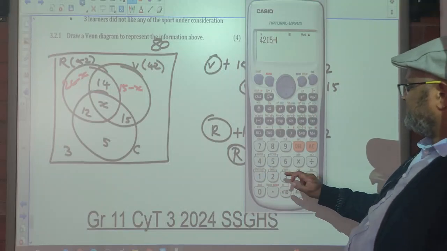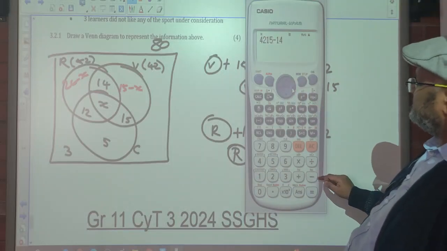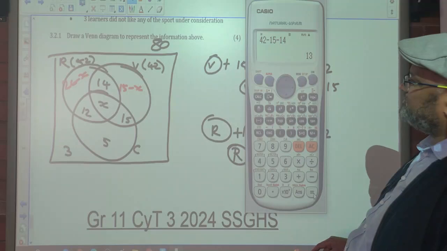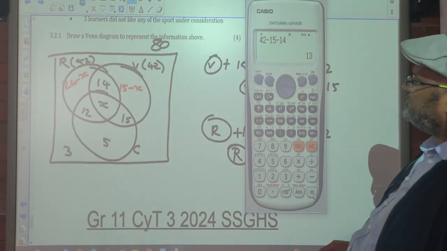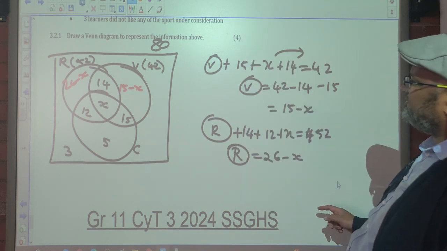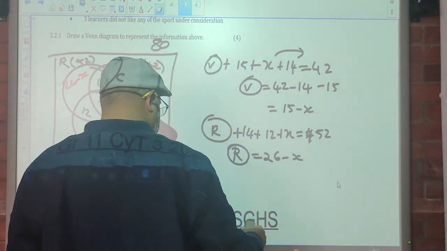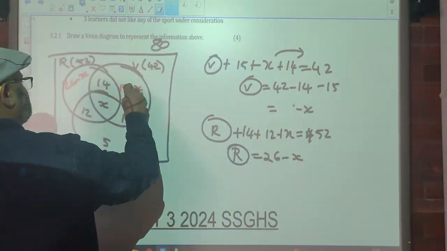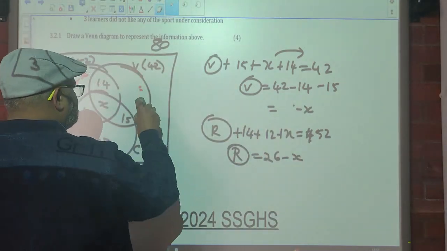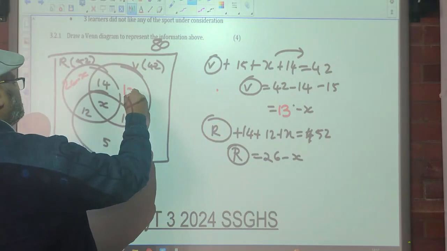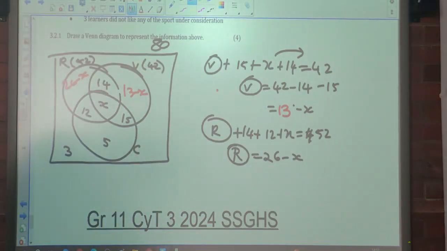42 minus 15 minus 14 is 13, not 15. So that's going to be 13 minus x. Yes, no mistake here. And then 26 minus x is correct.